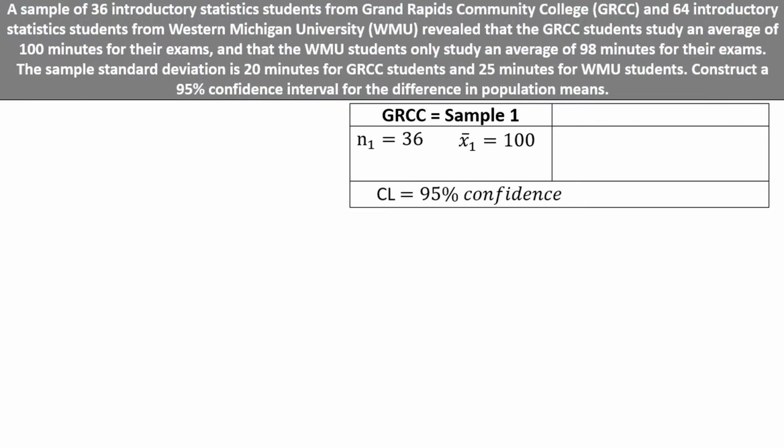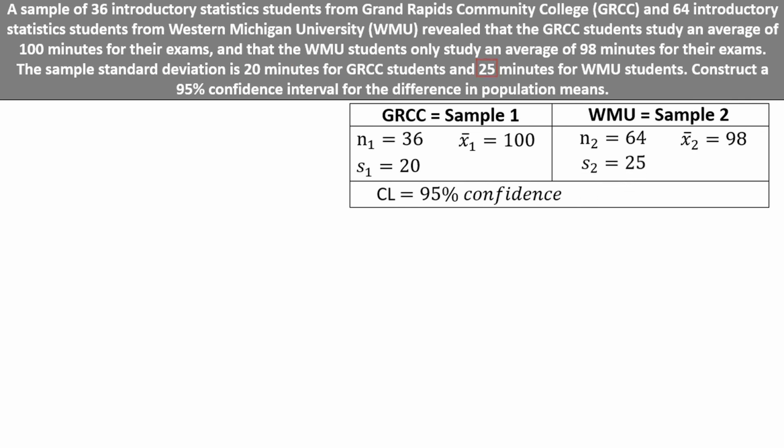Let's change it up slightly. Instead of GVSU students, now we have Western Michigan University students. The sample size for WMU students is 64, and the sample mean is 98. And this time we have the sample standard deviation instead of the population standard deviation, given as 20 for GRCC students and 25 for WMU students.